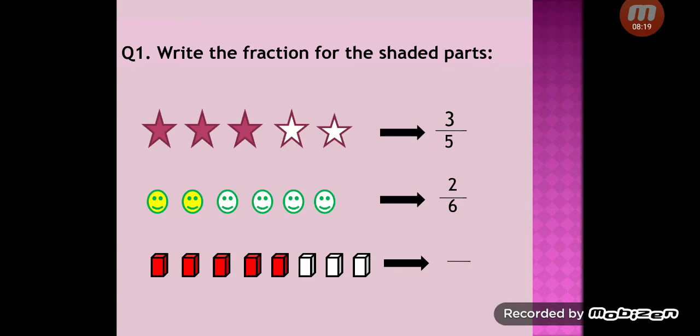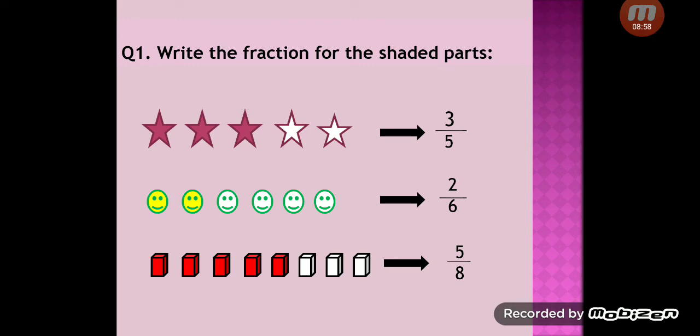In my next collection, I have 8 blocks. Out of 8 blocks, I have 5 colored blocks. So I will write 5 by 8. So 5 by 8 is the fraction for the shaded part. Why? Because I have 5 colored blocks which I have written above the line and the total number of blocks in my collection is 8. So I will write 8 below the line.